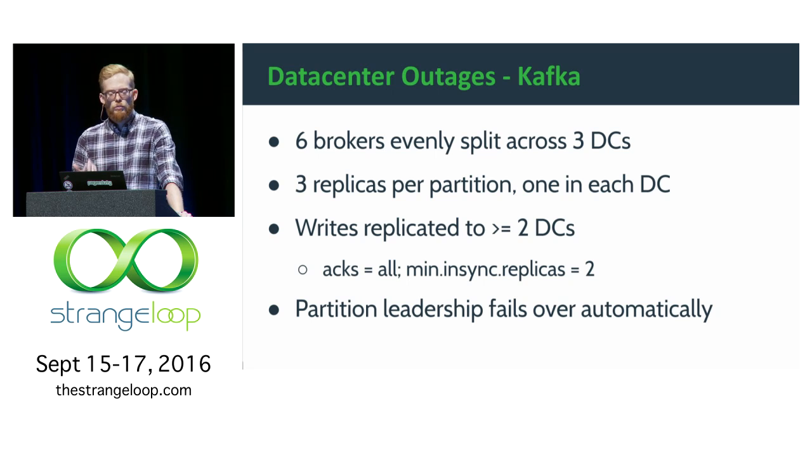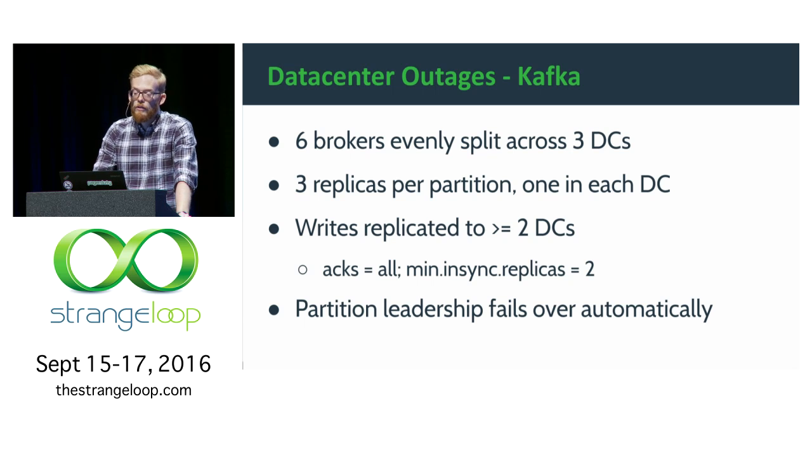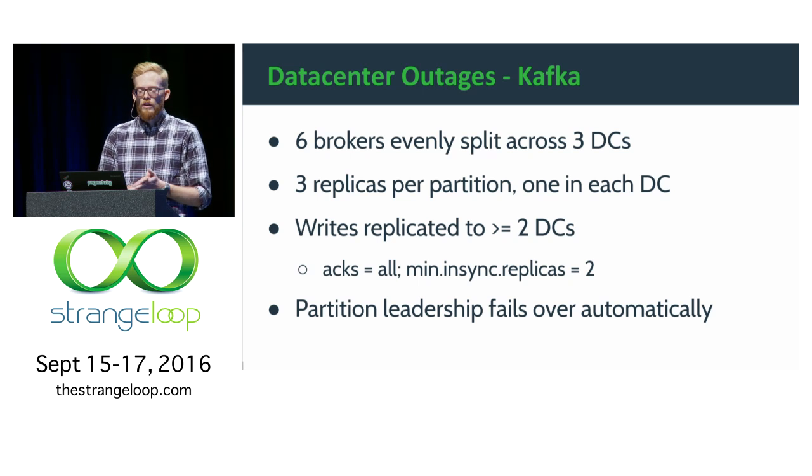Our setup is to have 6 brokers evenly split across 3 different data centers. So you have 2 brokers in each data center. Now, each partition has 3 replicas, 1 per data center. Again, we want to be very sure that we're not going to lose any data. In Kafka 0.10, you can actually ensure 1 replica per data center through configuration, but we are still running Kafka 0.9, so we actually do this through some custom scripts.